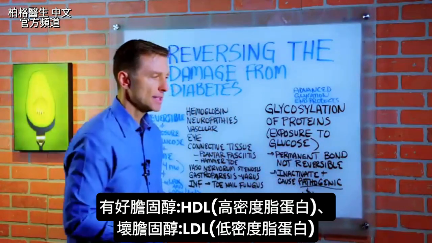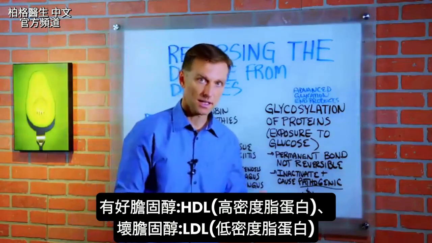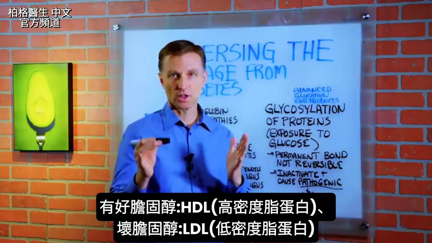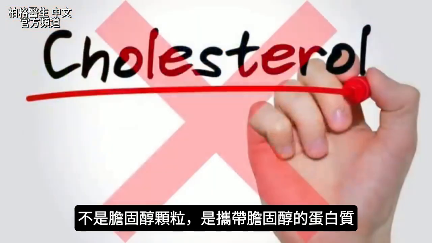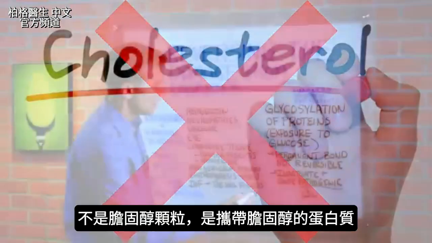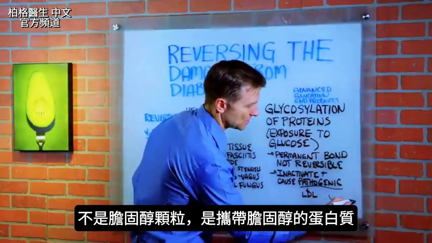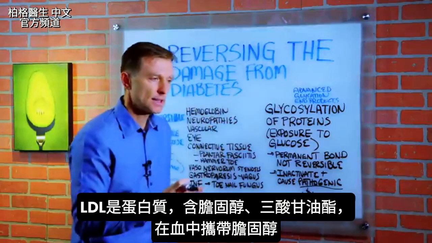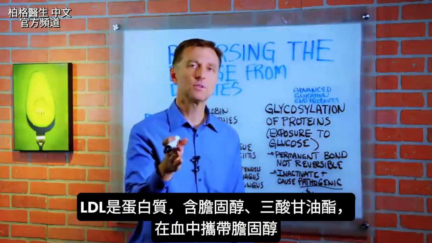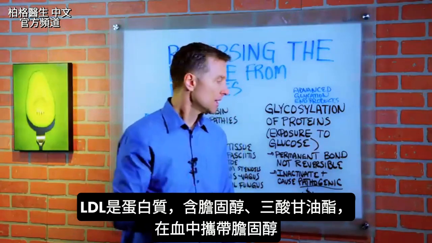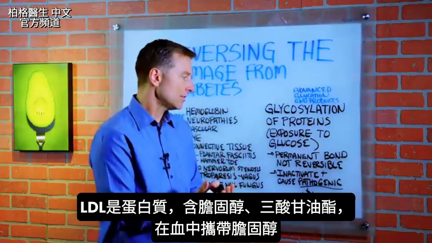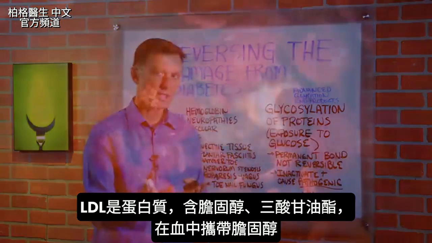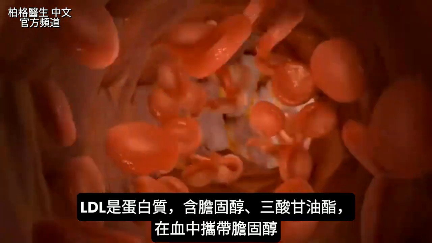And let me explain. Now, you've heard about good cholesterol and bad cholesterol, right? So-called good cholesterol is HDL and bad cholesterol is LDL. Now, those are not really cholesterol particles. What they are are cargo ships. They're transporters. Low-density lipoprotein, okay? They're proteins. They have cholesterol in them. They also have triglycerides, but the LDL itself is a lipoprotein. So it can carry the cholesterol through the blood.